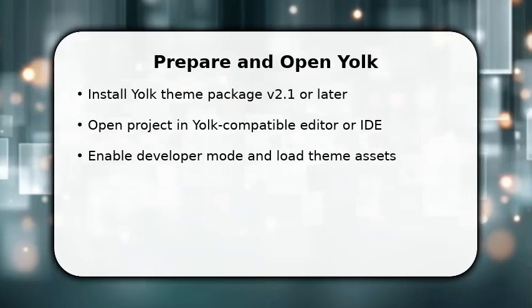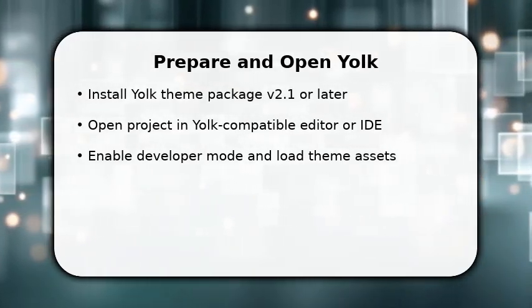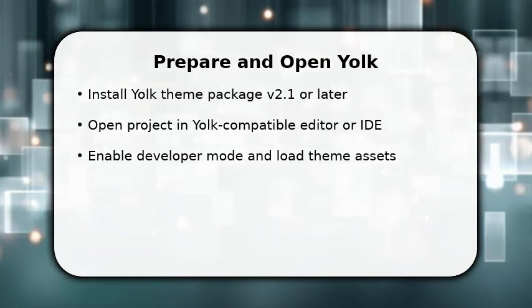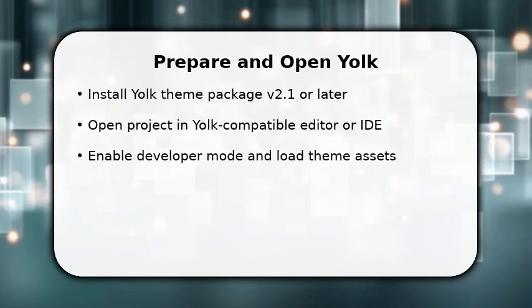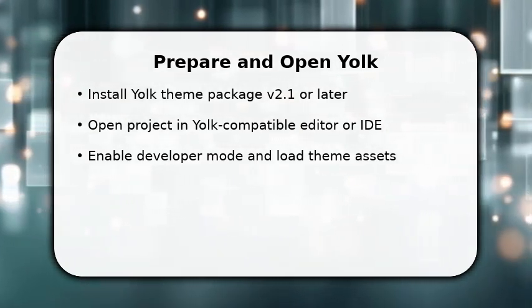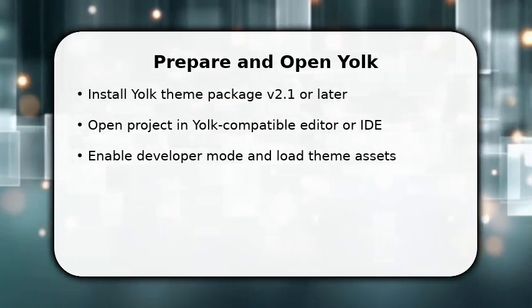You start by ensuring the Yolk theme package is installed and current. This prevents missing markers later. Once done, open your project in a Yolk-compatible editor and switch on developer mode so you can inspect runtime assets. Make sure to load the theme assets from the theme folder rather than cache. That guarantees you're viewing the latest marker definitions.